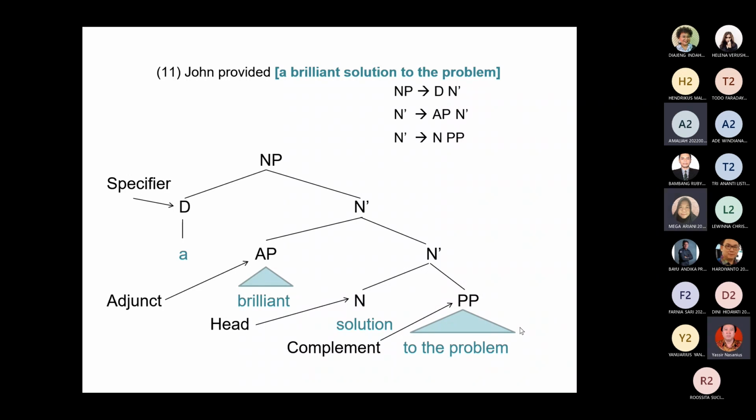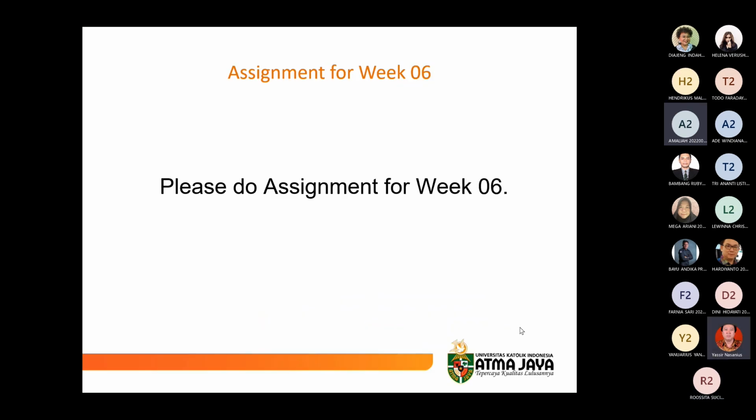Is this okay, everybody? If it is okay, I would like you to do your assignment for me. Can you do the assignment for week 6? Basically, for the week 6 assignment, you drew the tree with phrase structure rules earlier. But I don't want you to use phrase structure rules anymore. Instead, I would like you to redraw the trees, but now you use X-bar theory. Okay?